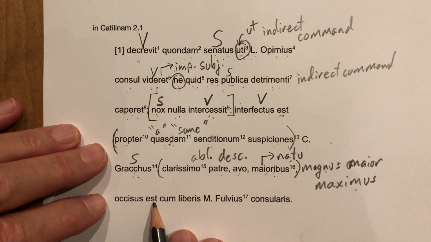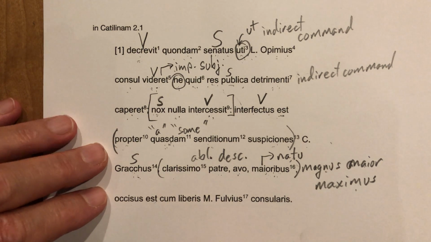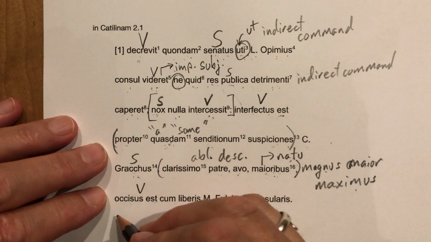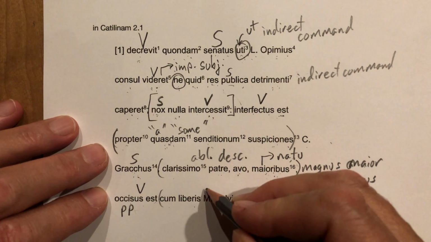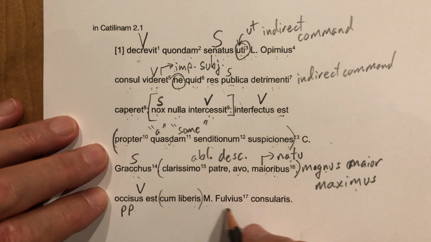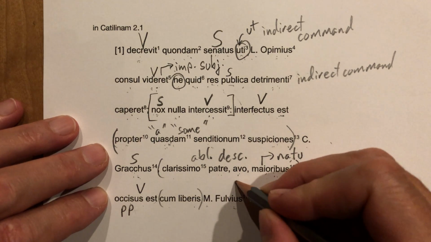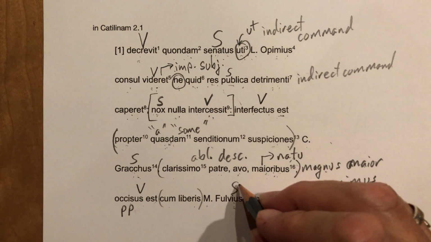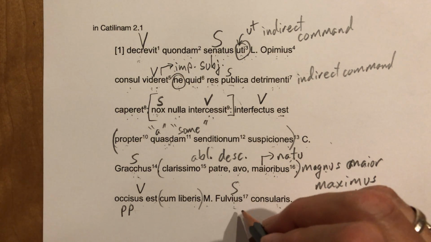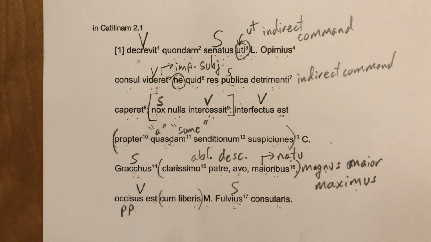So occisus est, he was killed. There's your verb, a perfect passive indicative. And again, we're in suspense about who gets killed. He was killed cum liberis, with his children, and M. Fulvius Consularis, Marcus Fulvius the consul, or the consular person, a senator. And so Marcus Fulvius is the subject there. And it's delayed to give a little suspense there.